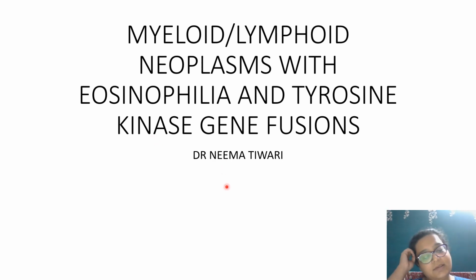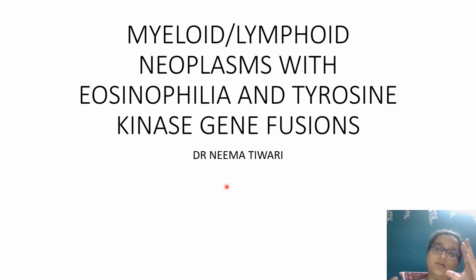You all remember that the HEM4R had a group of PDGFRA mutated tumors. In the last 4R, when you read, there was a group of tumors which had eosinophilia and was PDGFR mutated. Now the nomenclature has been changed for that group. The new nomenclature would be myeloid or lymphoid neoplasm with eosinophilia and TK gene, or tyrosine kinase gene, fusion. Eosinophilia was seen in that PDGFR group. Now this is tyrosine kinase gene fusion.